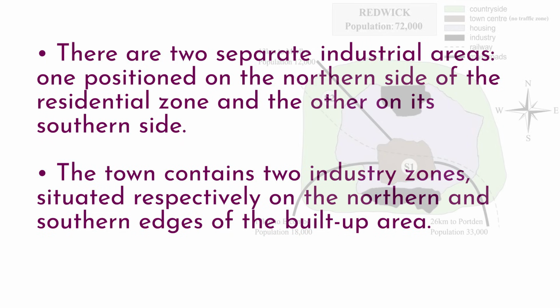Here are two variations. There are two separate industrial areas, one positioned on the northern side of the residential zone, and the other on its southern side. The town contains two industrial zones, situated respectively on the northern and southern edges of the built-up area.